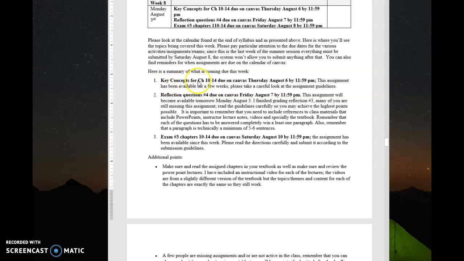Key concepts for chapters 10 to 12 due on Canvas Thursday, August 6th by 11:59 p.m. This assignment has been available for a few weeks. Please take a careful look at the assignment guidelines.